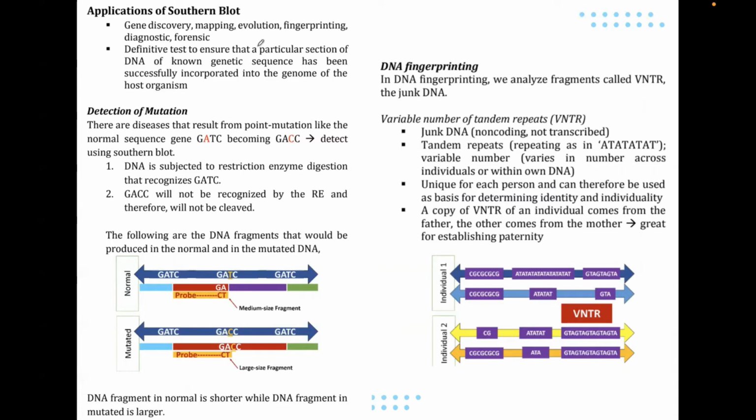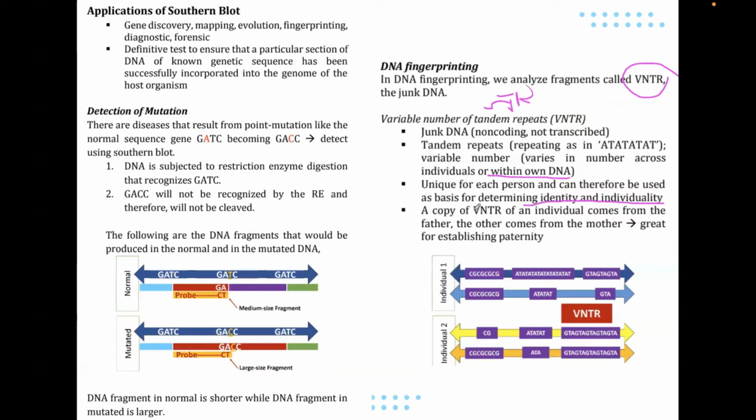So, dito muna tayo sa DNA fingerprinting. In the DNA fingerprinting, we analyze fragments called your VNTR. Okay, your VNTR stands for the variable number of tandem repeats. Okay, your junk DNA, non-coding, non-transcribed, and then meron tayong tinatawag na short tandem repeats or your STR. The tandem repeats, repeating yung ganyan, variable number varies in the number across the individuals within own DNA. It is unique for each person and can therefore be used as basis for determining identity and individuality.